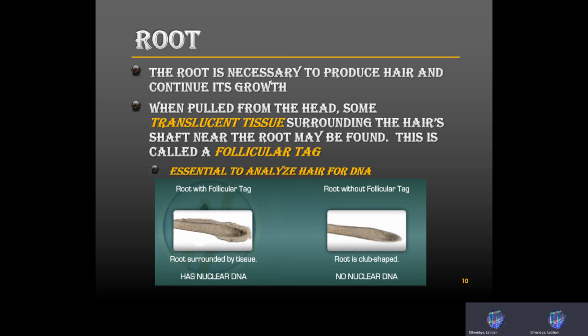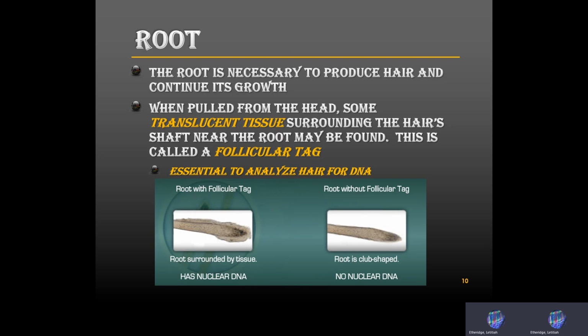So if you look down at these pictures below, you'll see the root that has the follicular tag. Looks like there's a little flame surrounding the end of the root. It's just the root surrounded by the tissue. That's going to have the nuclear DNA. If you look and that tissue is missing, then that means it's not going to have nuclear DNA. So you're dealing with mitochondrial DNA.